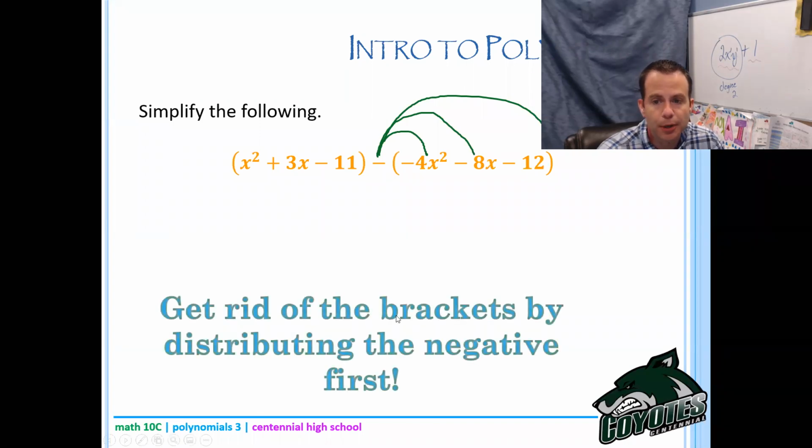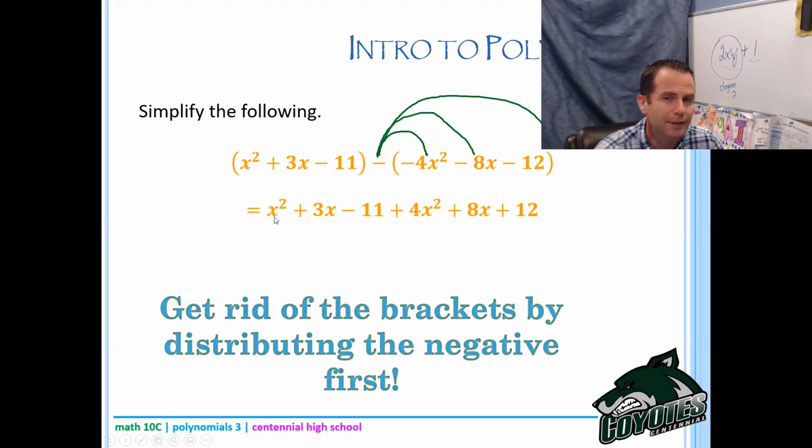Okay, so we're going to get rid of the brackets by distributing the negative first. So I always would encourage you to have a second line here before you go right to your answer when you are dealing with subtraction. And that second line should be what it looks like without any brackets. Now you can take a look at that and combine like terms. And when you do so, you end up with 5x squared plus 11x plus 1.